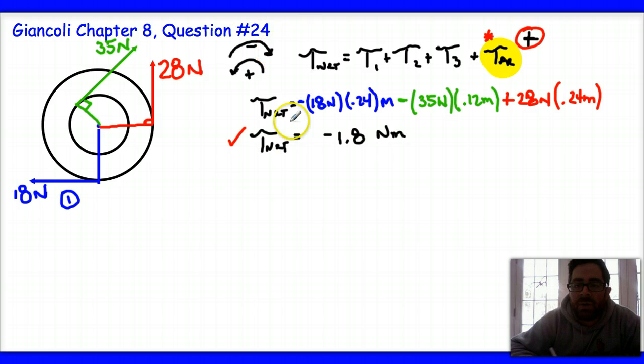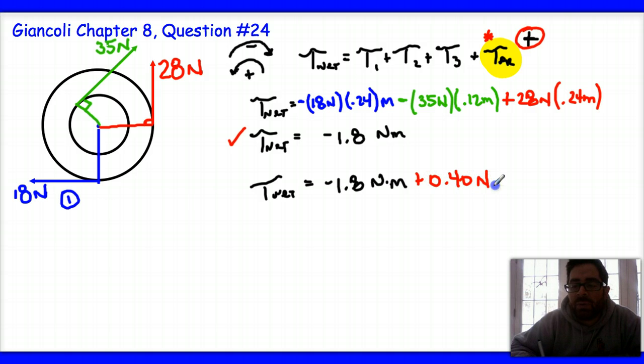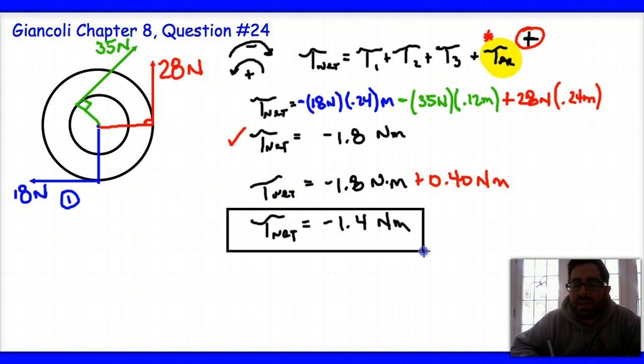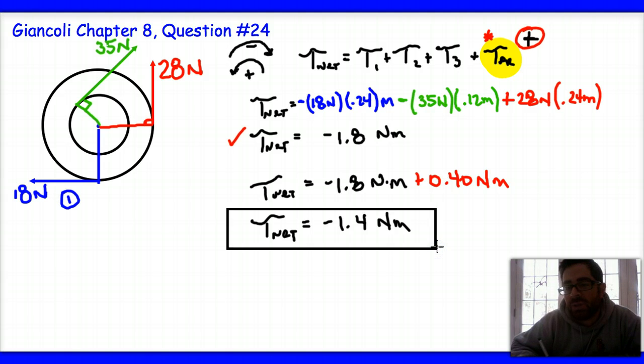So now, my revised definition of net torque is going to be this negative 1.8 Newton meters that I've previously found, and I'm going to have to add to it a frictional torque of 0.40 Newton meters. And now that I've done that, I've taken into account the magnitude and the proper direction. I'm going to get a net torque of negative 1.4 Newton meters. You'll see a lot of analogs in this problem to stuff you've done previously in dynamics, and it's probably a good idea to remember those and use those to help you navigate these problems.